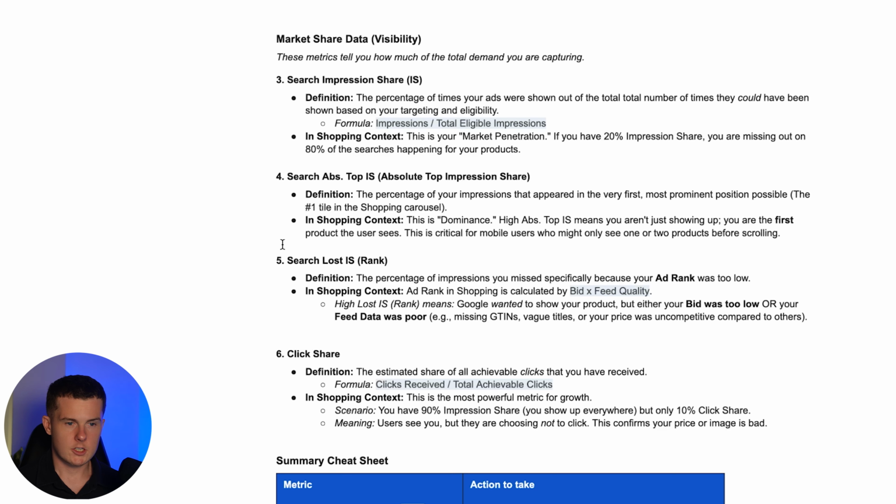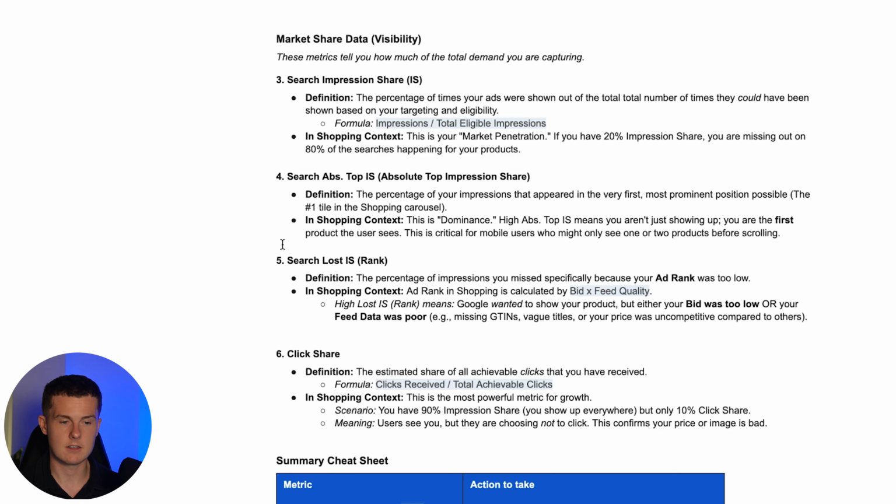Next up is market share data, or more so to do with visibility. So these tell you how much of the total demand you're capturing. So the first is your search impression share, and this is the percentage of times your ads were shown out of the total number of times they could be shown. So it's obviously a percentage metric. So a 20% impression share says that you are serving 20% of the time you could be, but that means you're not serving 80% of the time you could be. Generally, there's two reasons as to why you're not serving. One is either you've run out of budget, or the second is your ad rank.